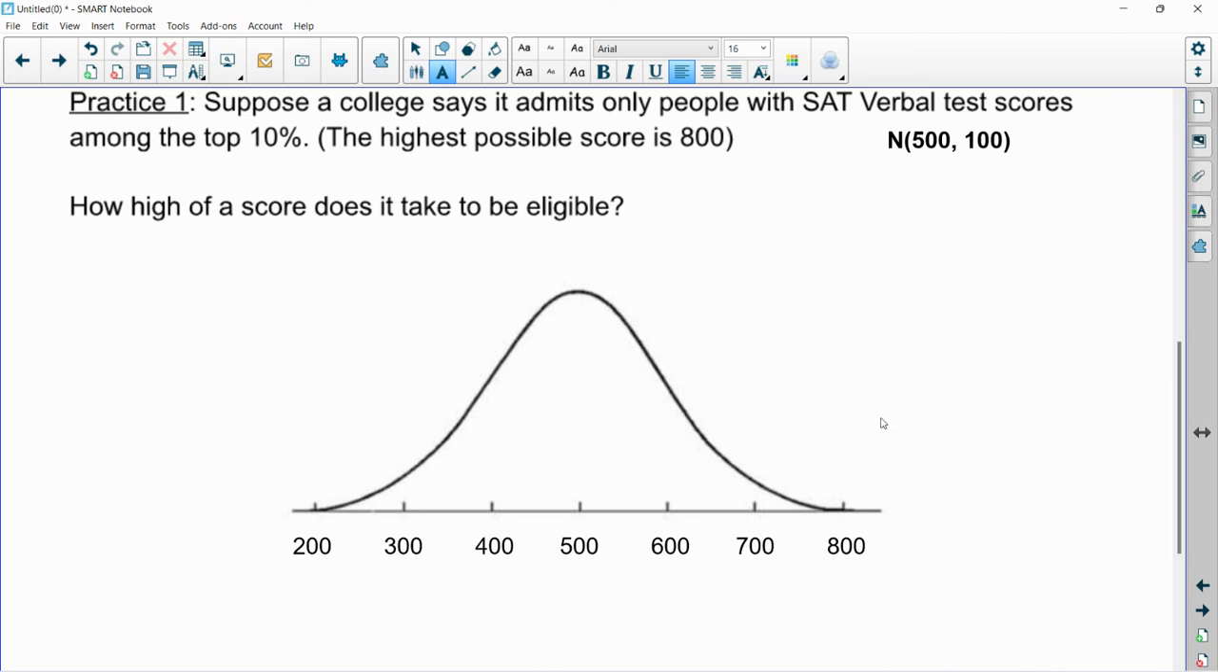All right, here is our layout so far, mean in the middle, standard deviation of 100. We want to know what is the score that a student would have to get into this college. The college says it admits only people with SAT verbal test scores among the top 10%. So let's plant our flag for an estimate as to where we think 10% would be. So top 10% implies the 10% to the right of where our flag is going. I'm going to put mine here.